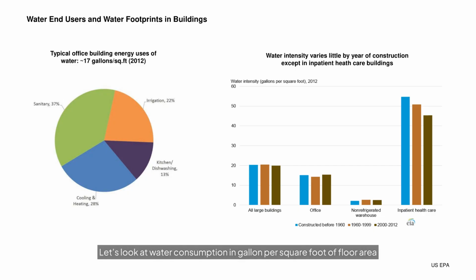Let's look at water consumption in gallon per square foot of floor area for large buildings, offices, non-refrigerated warehouses, and inpatient healthcare facilities. The different colors represent the age of the buildings. Blue represents construction before 1960, light brown represents buildings constructed between 1960 to 1990, and dark brown represents buildings constructed between 2000 and 2012. Inpatient healthcare has the highest water intensity at over 50 gallons per square foot per year, whereas offices consume around 17 gallons per square foot per year.